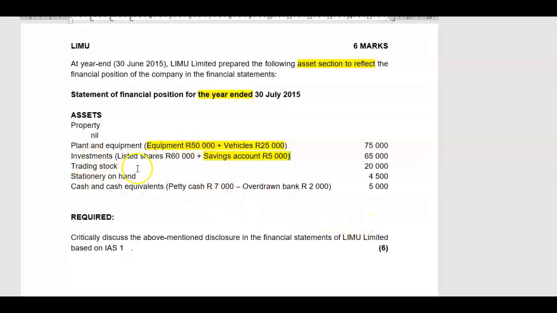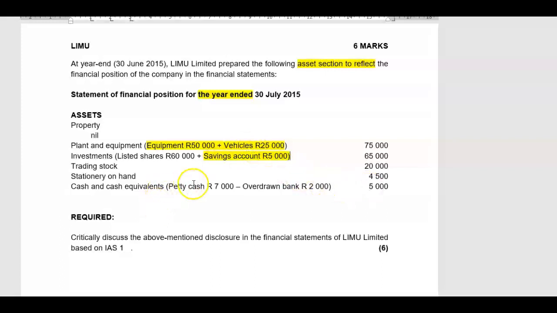Then we would have had current assets. Under current assets, we will have inventory. In the inventory note, you will make the distinction between trading inventory and stationery on hand. So these two wouldn't have appeared as two separate line items under current assets on the face of the statement of financial position. It should have appeared in the note, the split between the two, and only the total of 24,500 Rand would have been shown under current assets as inventory.